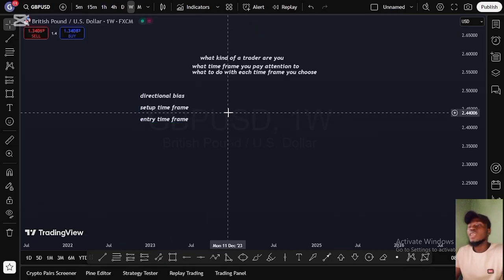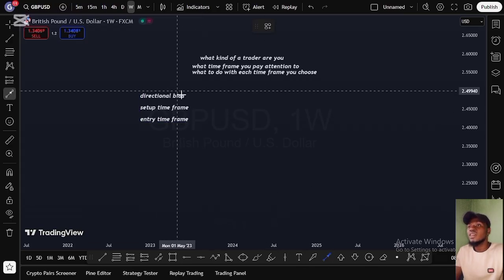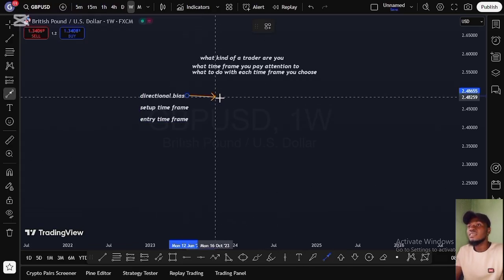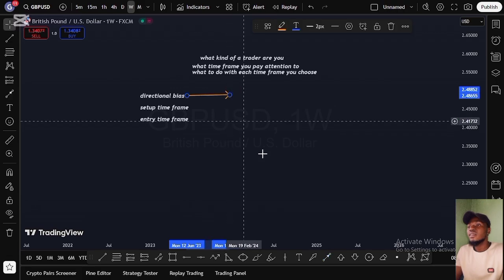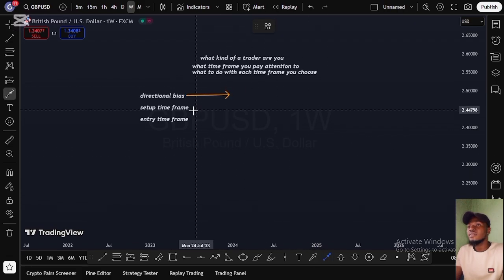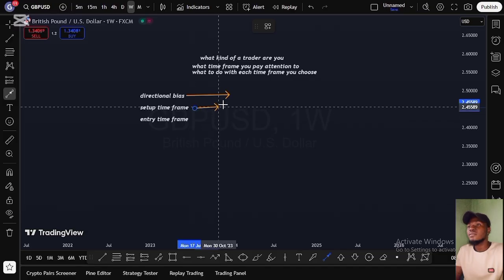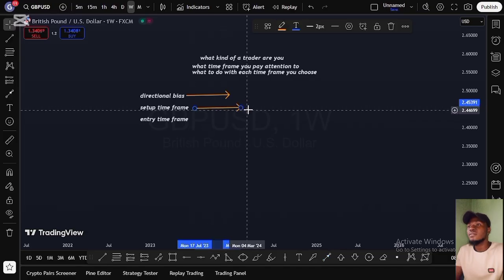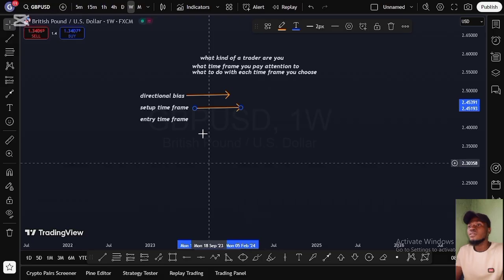Alright. So now we have the what. What this will mean is this. For this directional bias, I'll put what I call the weekly.